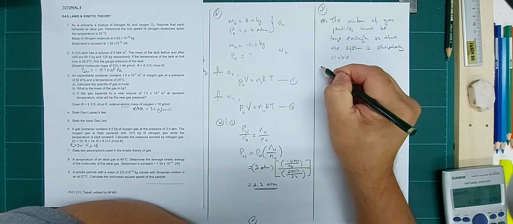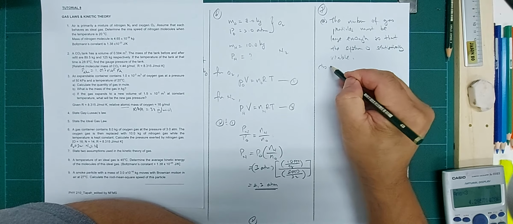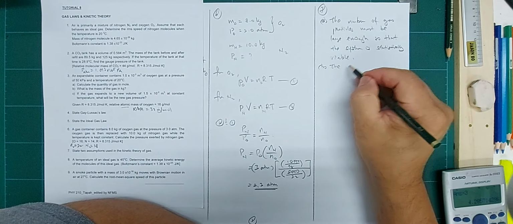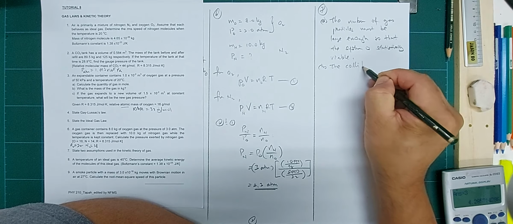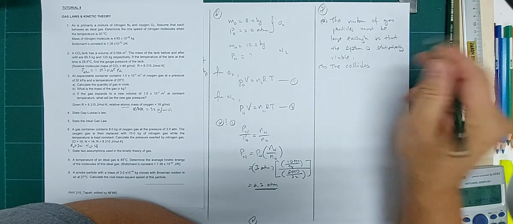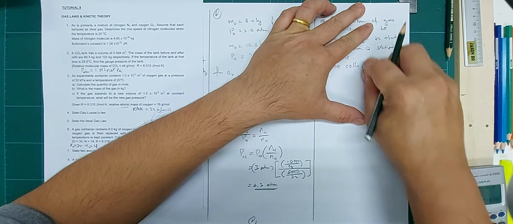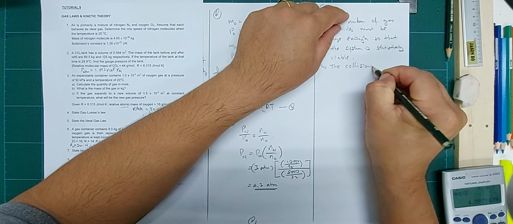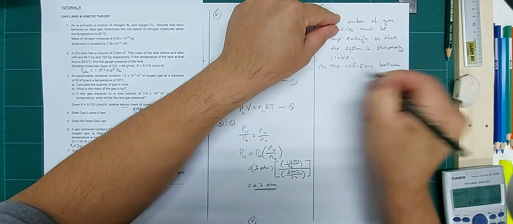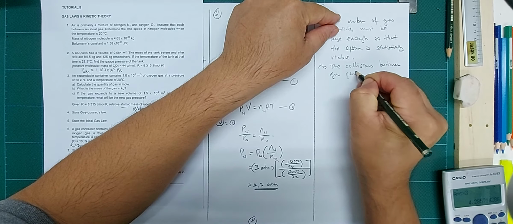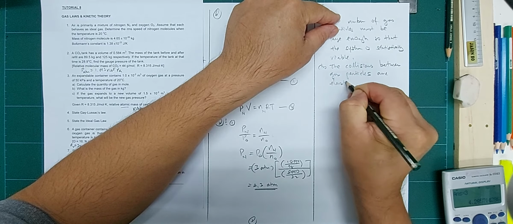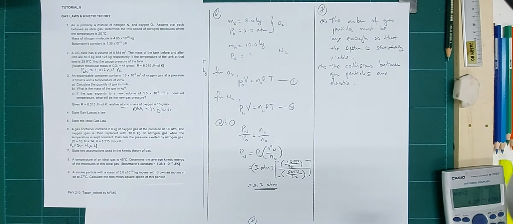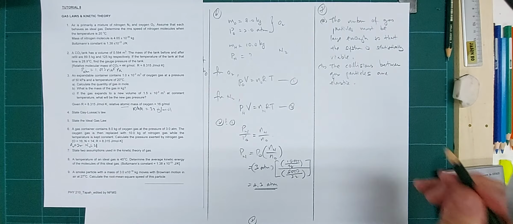That's number 1. Number 2, you can use the easier one: the collisions between gas particles are elastic, right? And then maybe you can add in the other 2. We'll check on the other 2.